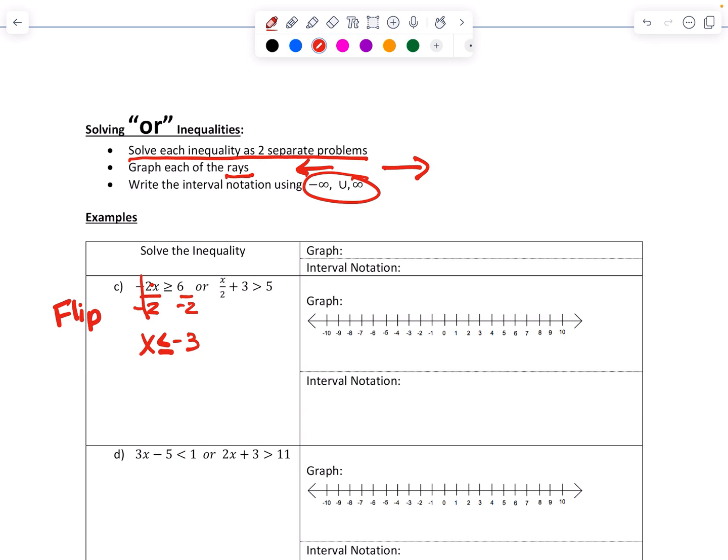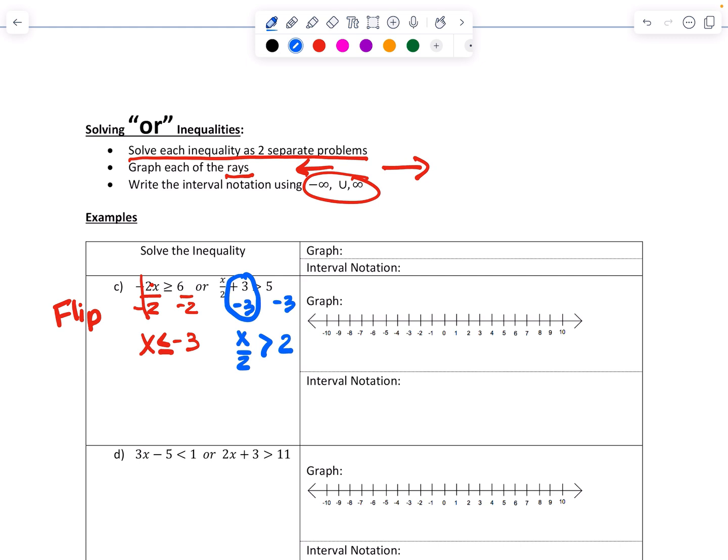The second inequality, now I'm solving this one over here. So it says x divided by 2 plus 3 is greater than 5. First thing I want to do is get rid of that plus 3. If I subtract 3, this will add to 0, and I'll be left with just x over 2. Subtract 3 from both sides, so 5 minus 3 is 2, and copy my inequality.